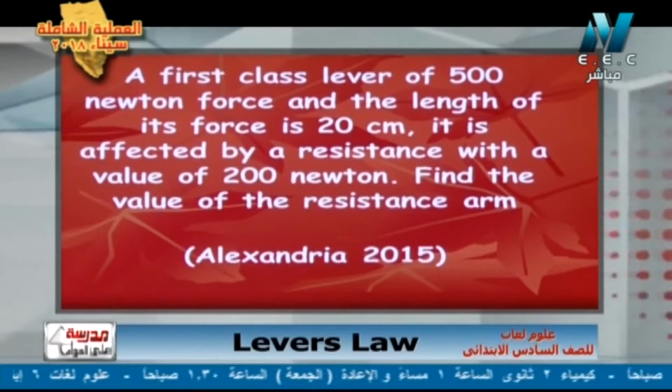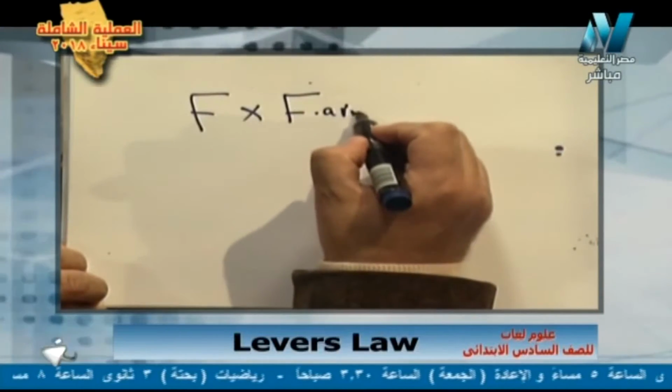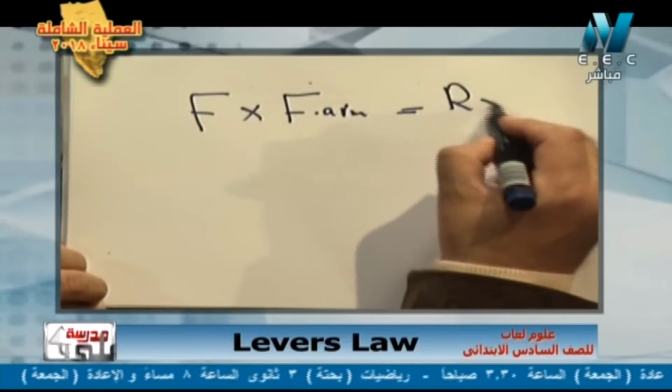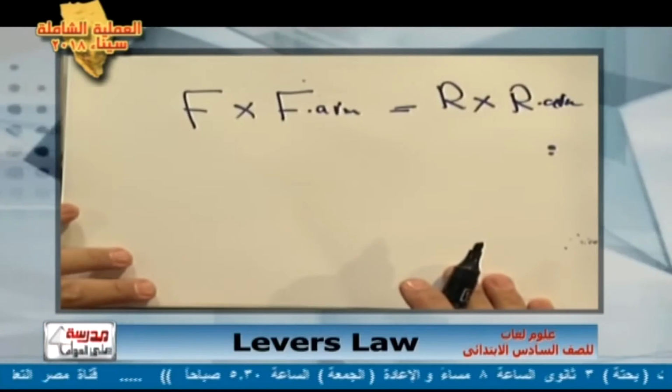So the first step أول خطوة I said that I must write the law. أول خطوة قلت أكتر مرة لازم أكتب اللو accurately. The lever's law states what? State that F by F arm equal R by R arm. So I can write the law like this: F by F arm equal R by R dot arm. So I must search for the values.